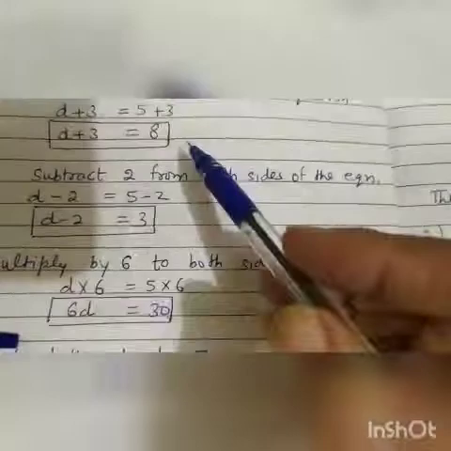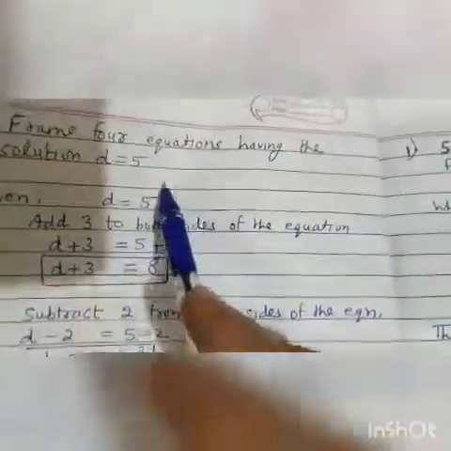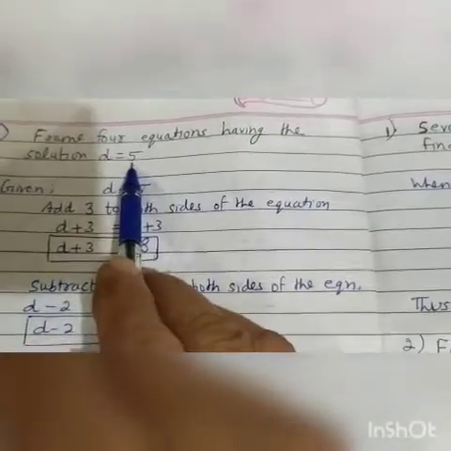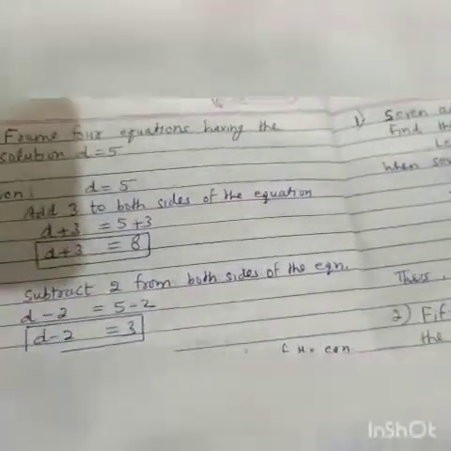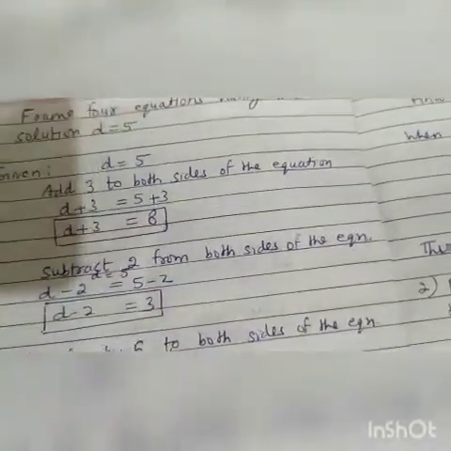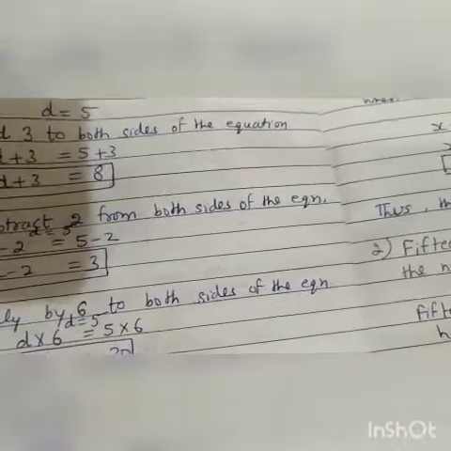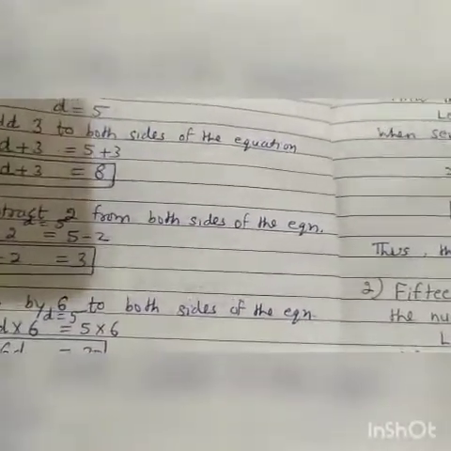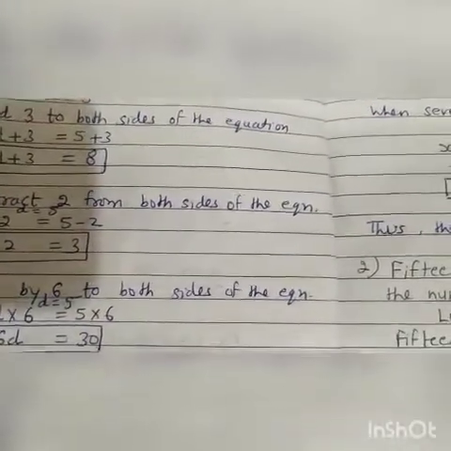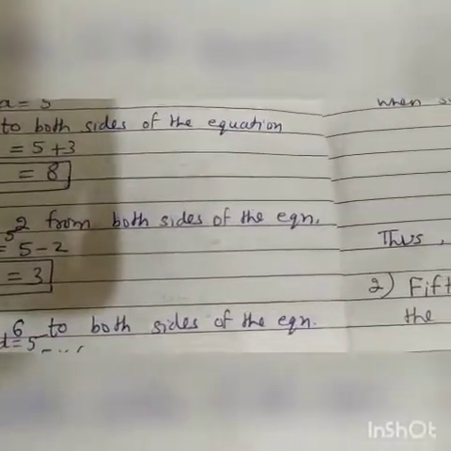So we get these 4 equations, 1, 2, 3, 4 with the help of given solution D is equal 5. Here students, you can write again D is equal 5 before starting the solution. D is equal 5. I think it should be clear to all of you. Now students, leave question number 3.